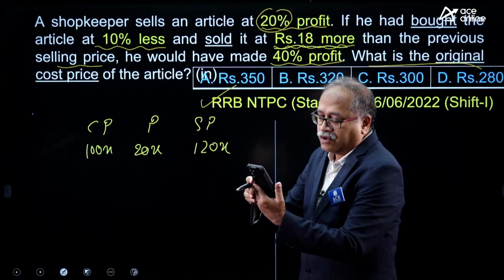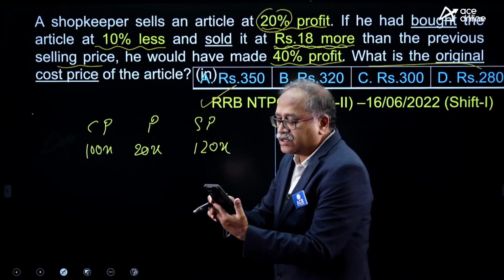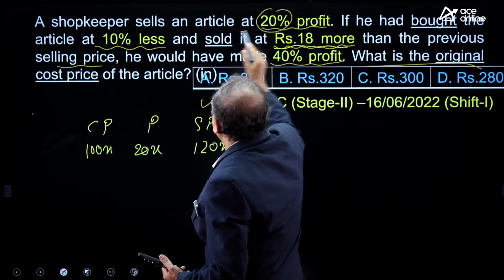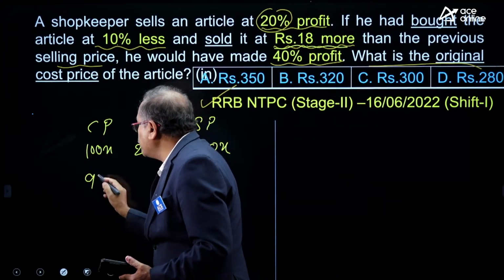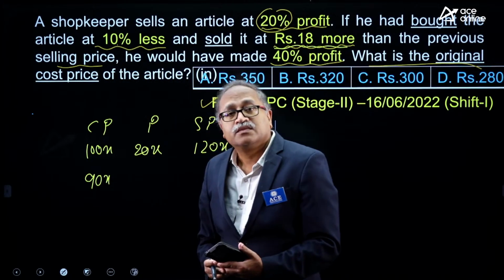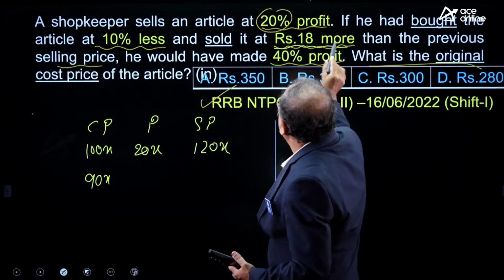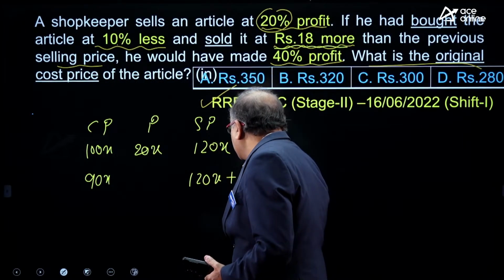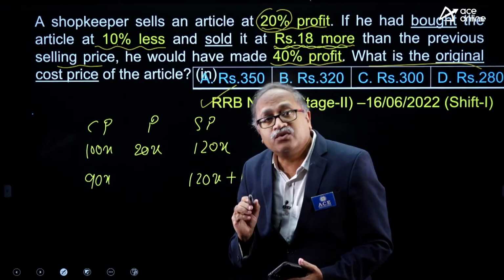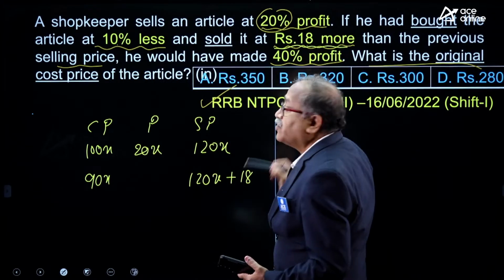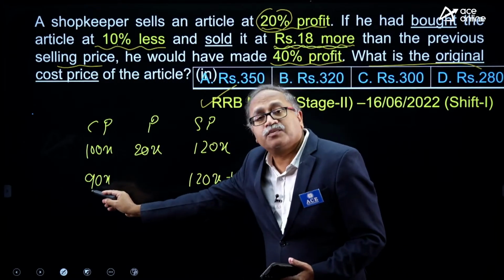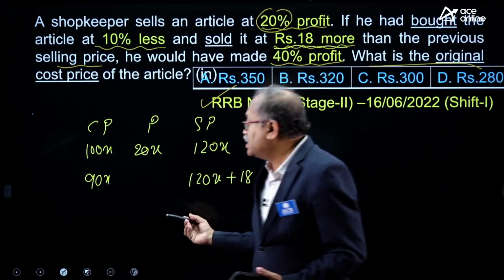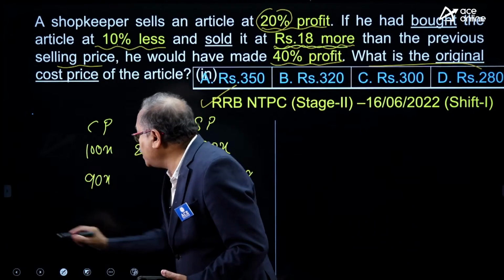Mr. Deepak, answer the question, my dear friend. Okay. Here, if the cost price is 10% less, that means it becomes 90x. And the selling price is 18 more, so 120x plus 18. There would have been a profit of 40%. We calculate the profit on the cost price. So what is 40% of 90? 9 4s are 36. So here the profit would have been 36x.